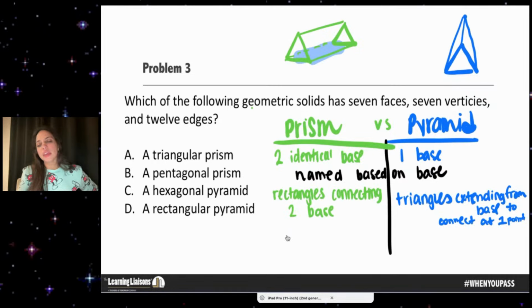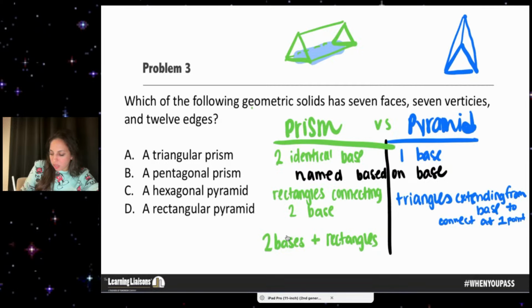So when we conceptually think about the number of sides or faces, a prism is going to have two bases plus the number of rectangles, and the number equals the number of sides of the base. So I have two triangular bases plus three rectangles because a triangle has three sides. I think that's the best way to describe it.